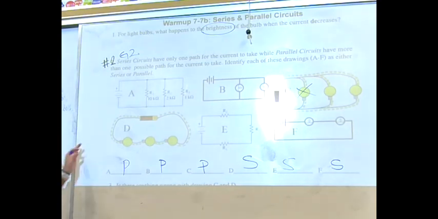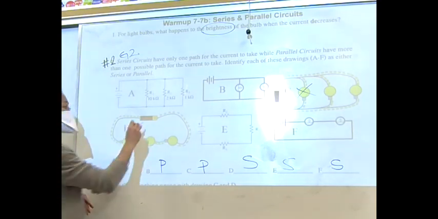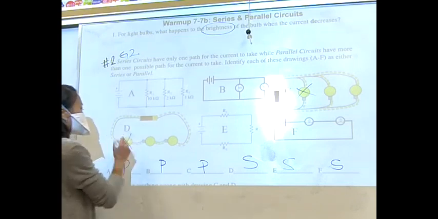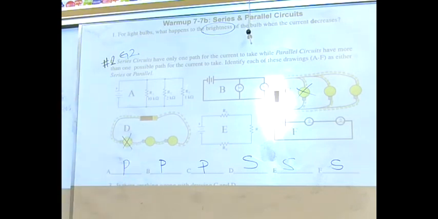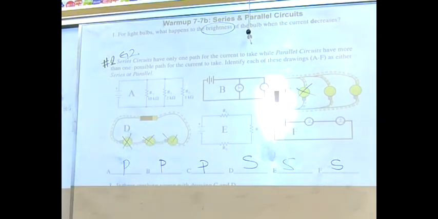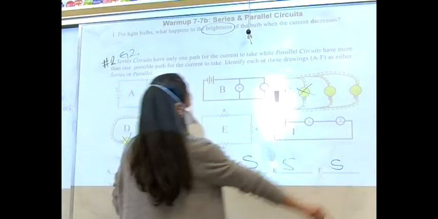Now, in D, series means there's only one loop and all your light bulbs and all your resistors are in the same loop. And the problem with series is that if you break one light bulb, that cuts off the current, it creates an open circuit, and then everything else is going to stop working as well. So the series circuits would be D, E, and F, all series.